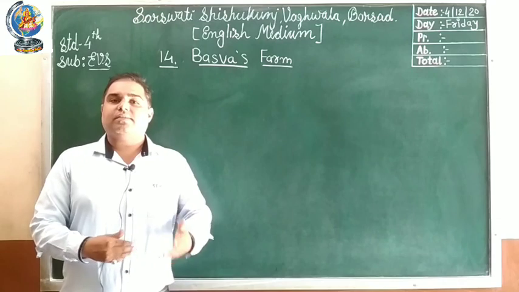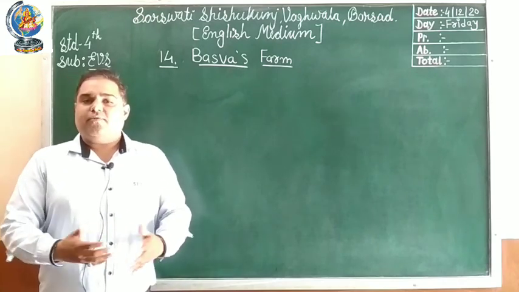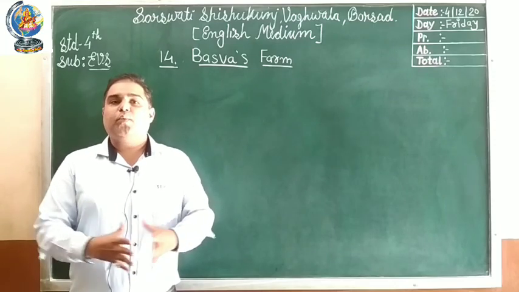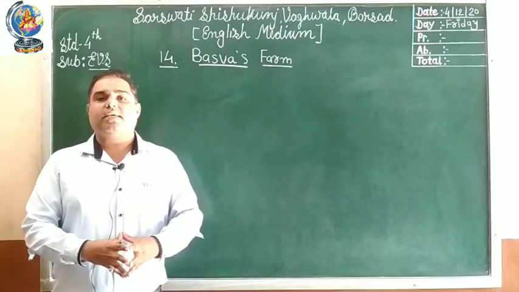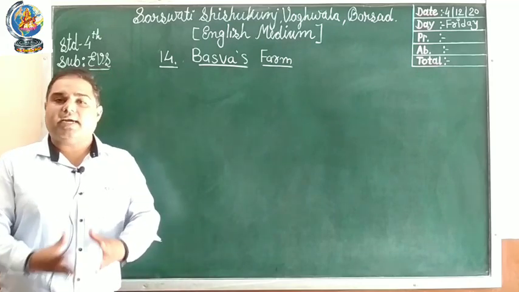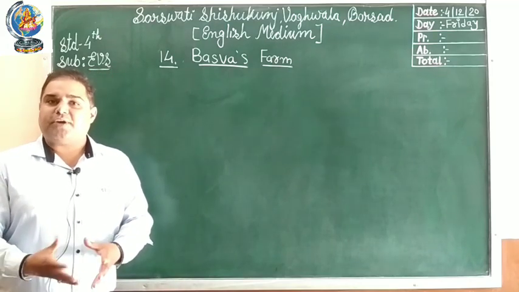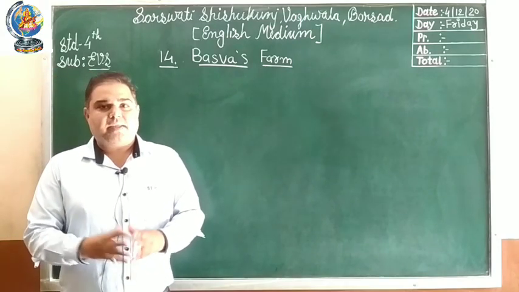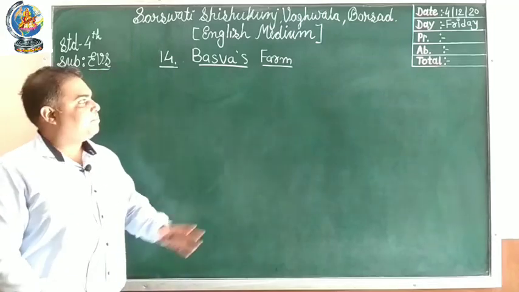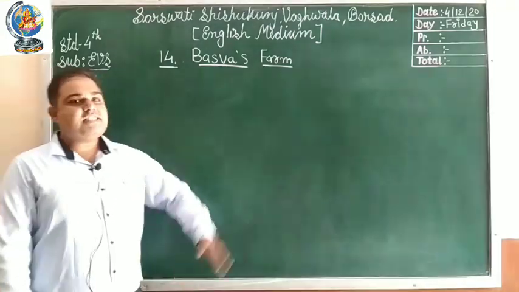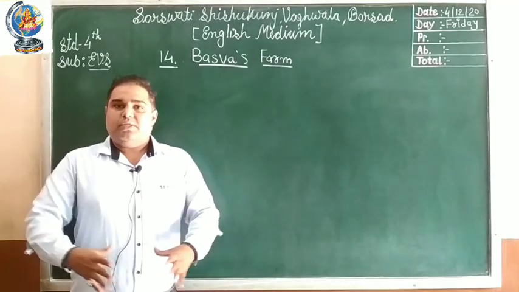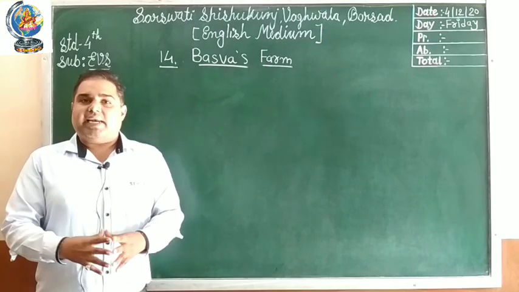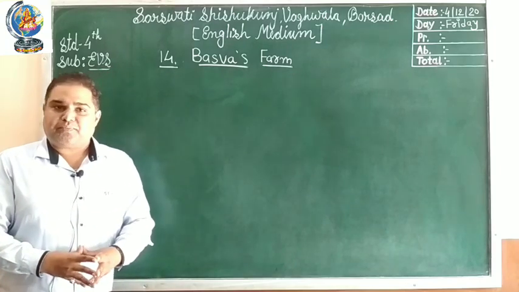Students, your previous chapter is over. It was a reverse tail. So students, I hope you have understood all things about chapter number 30. Now students, today we are going to start with a new chapter. The chapter's name is chapter number 14, Basva's Farm. So students, which things will you learn in this chapter? Quickly let me explain to you.